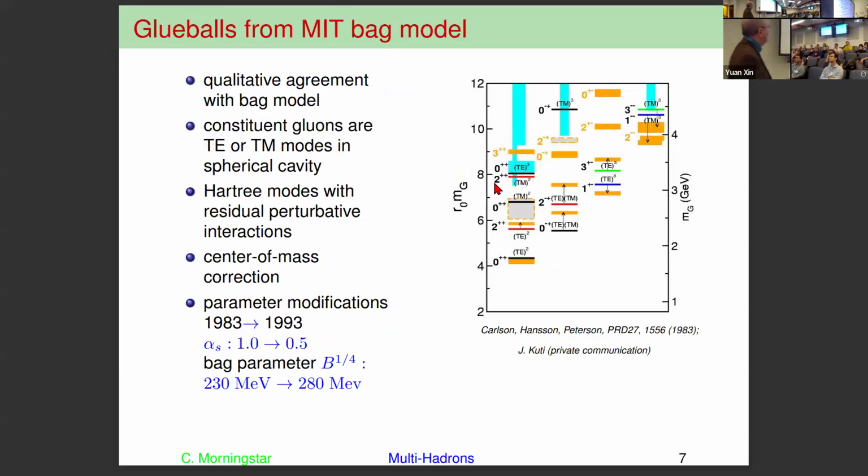I remember I was working with Julius Kuti at UC San Diego at the time when I finally finished calculus. And he was a big bag model person. He said, I bet you I can explain this with the bag model, but he recognized that the parameters used back in the original bag model papers would not work. So he just made some quick changes to those, and it actually doesn't do too bad a job qualitatively. So the orange would be his thing.